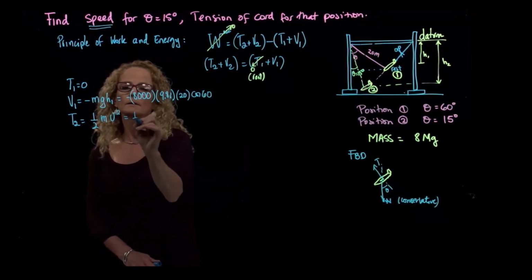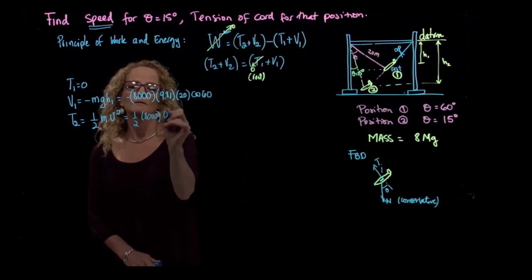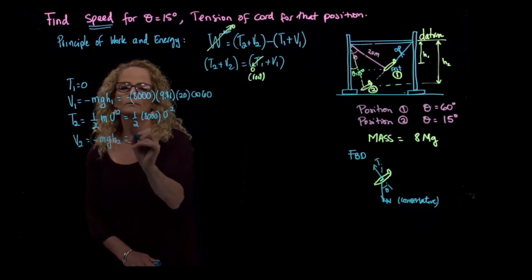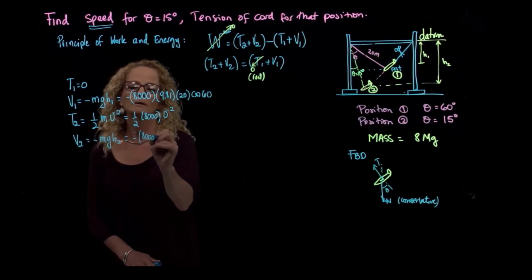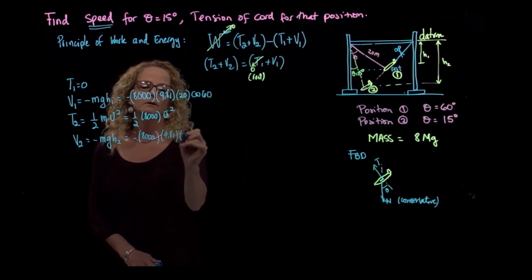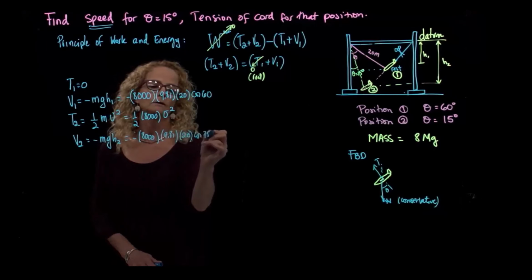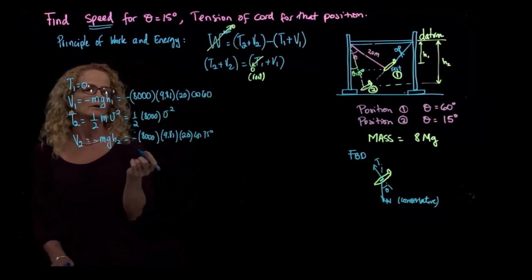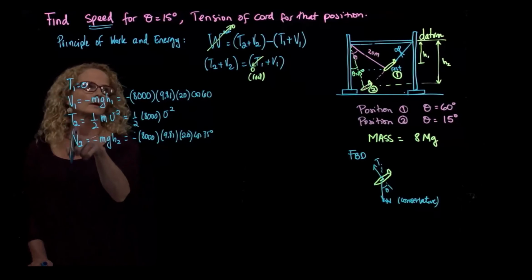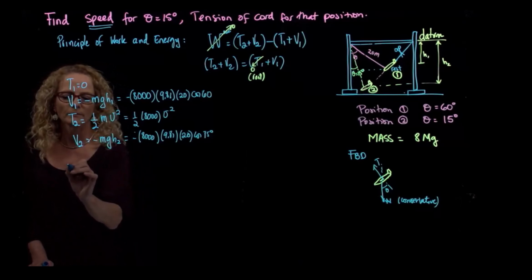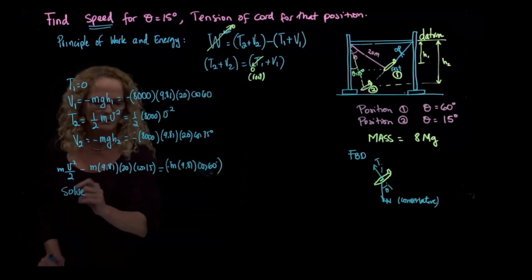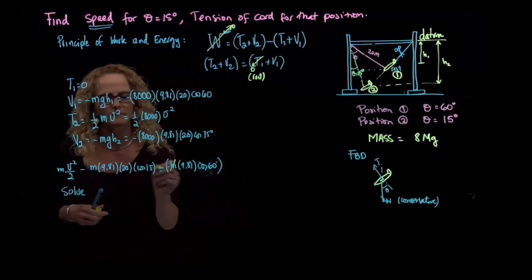And then V2 is equal to negative as well, mass times gravity times H2, which is equal to negative 8,000 times 9.81 times 20 cosine of 15. So if we put all this together, as you see, every single element will have the mass, so the mass will cancel out. At the end, I have T2 plus V2 with velocity squared. If I write the mass, I will show you that it just cancels out. So I'm not going to write the mass again, as you see, the mass cancels out everywhere.